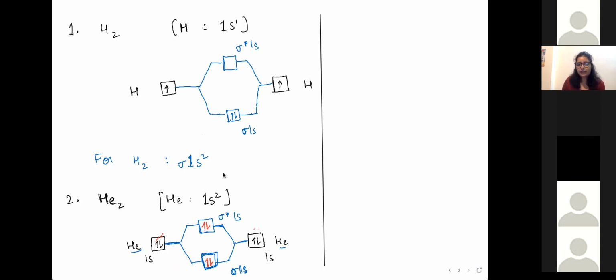So if I write the electronic configuration, start from the lowest energy. Lowest energy I have is sigma 1s. In it I've got 2 electrons, so sigma 1s2. After that, sigma star 1s2 is filled. So this would be the electronic configuration: sigma 1s2 and sigma star 1s2.